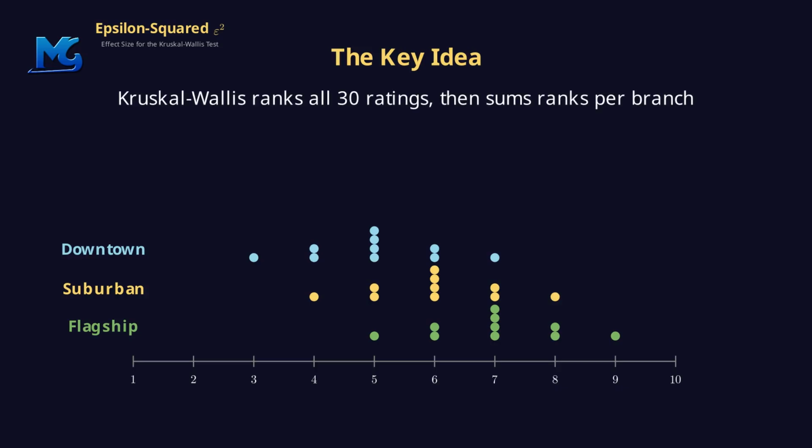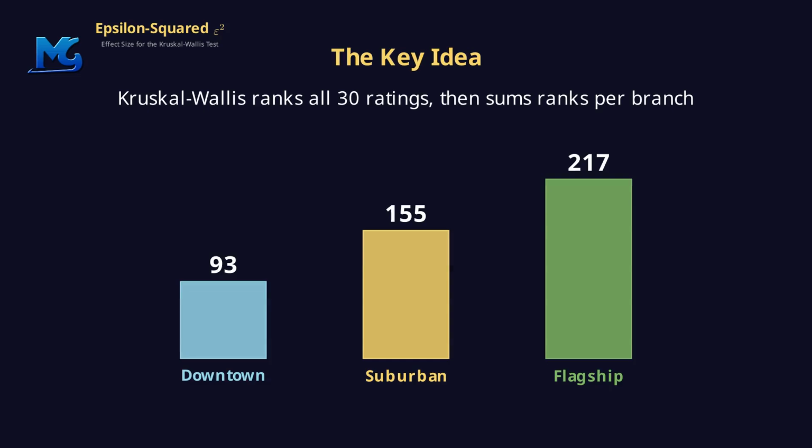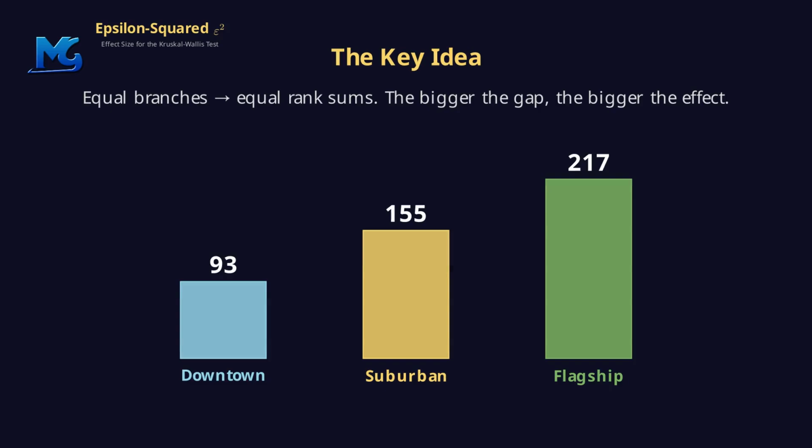The key idea. Kruskal-Wallis ranks all 30 ratings from lowest to highest, then adds up the ranks inside each branch. Those rank sums come out to 93, 155, and 217. If the branch didn't really matter, the sums would be roughly equal, so the bigger the gaps between them, the stronger the effect. And because it works on ranks, not raw scores, it stays robust to outliers and skew.